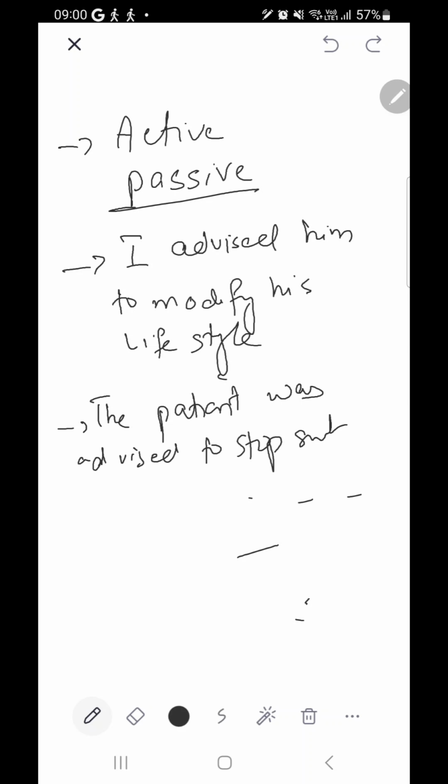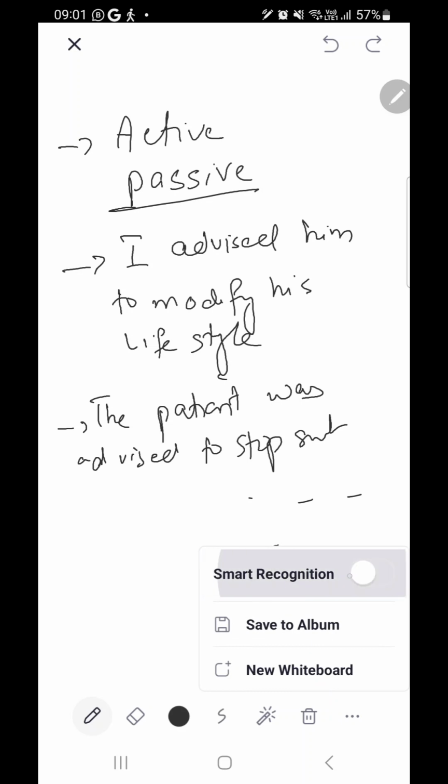Similarly, we can write: I advise her to do exercise in order to prevent further complications such as blah blah. And in passive: exercises were advised to prevent further complications. So active voice and passive voice, but mostly we use passive voice when we are focusing on the treatment or the patient himself.